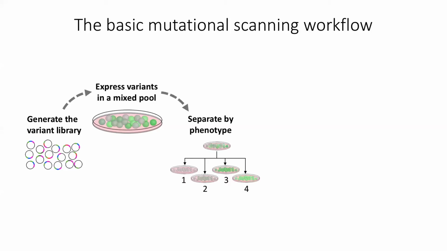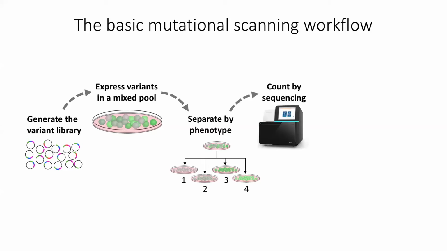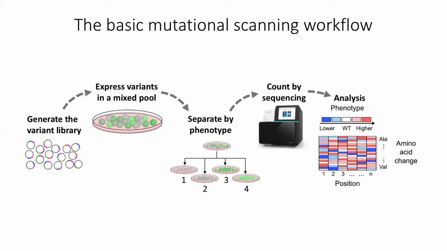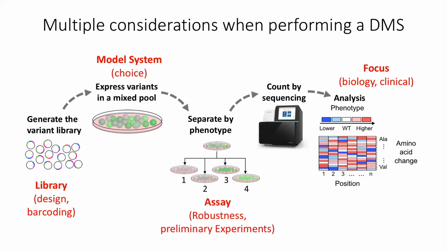Third is separating the variants based on a property of phenotype that you're interested in, that's captured in your assay. Fourth is using high throughput sequencing to count how each variant has separated based on that assay or protein of interest. And lastly is the big one, which is analyzing results to actually gain insights into the problems at hand. And there are many considerations that need to go into each of these steps of a deep mutational scan.